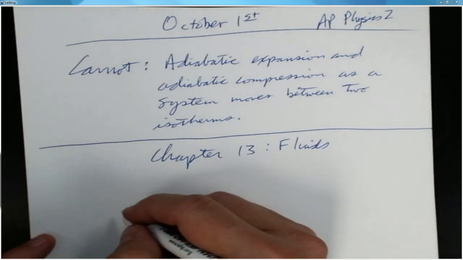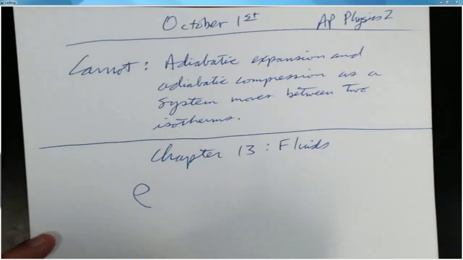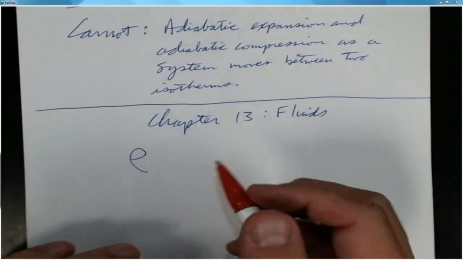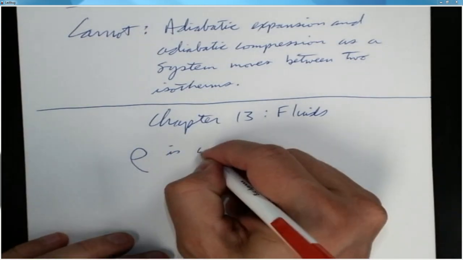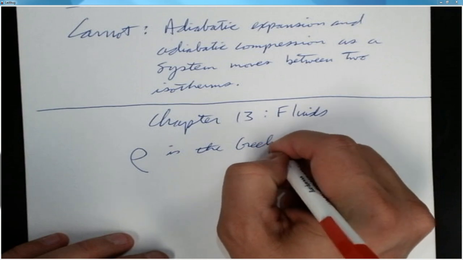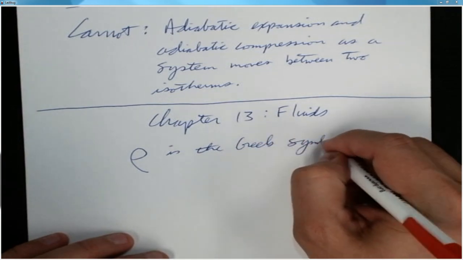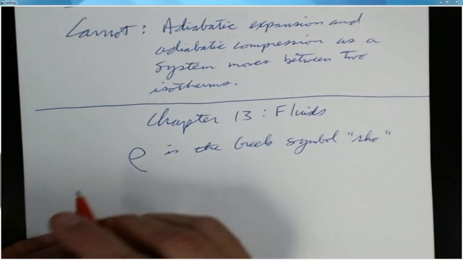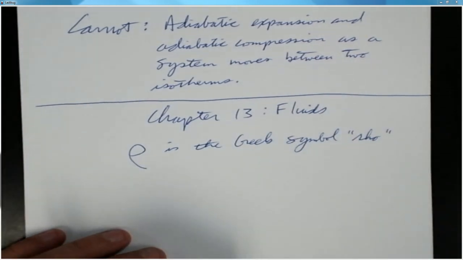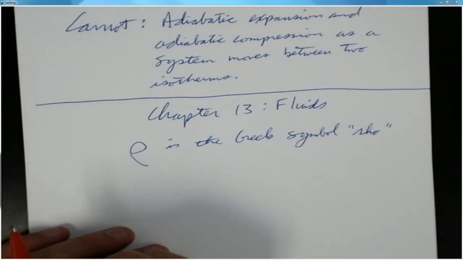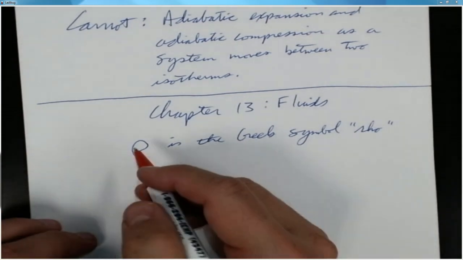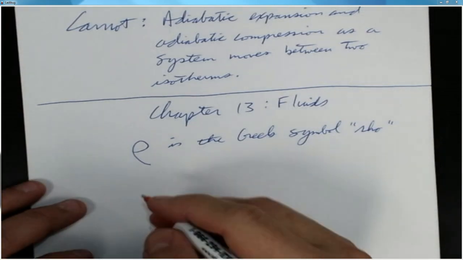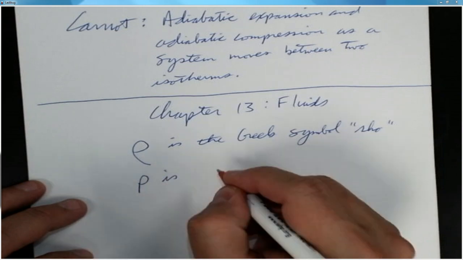As I told you earlier in the year, the symbol for density is rho. That's rho. It looks like a P, but it isn't. So this is rho, the Greek symbol rho. So you can just row your boat with that symbol. Row your boat. Yes, bad jokes. Remember that this is rho and this is P.